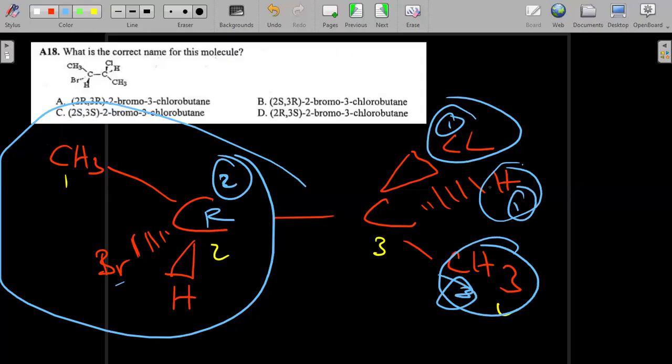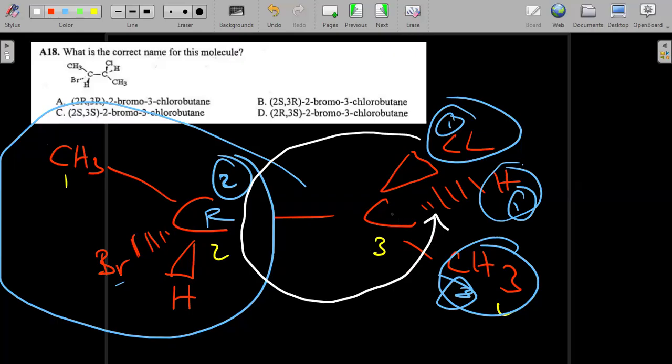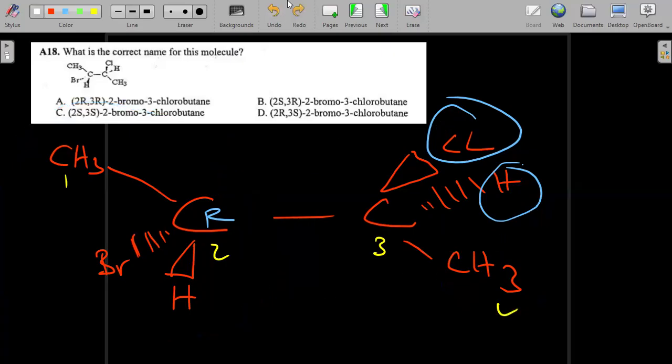The hydrogen is going to be number 4. So our configuration here will be from number 1 to number 2 to number 3. We are moving in the counterclockwise direction, so the configuration at this carbon will just be S. Here we can't reverse it because the hydrogen is already in the back, so we keep it the way it is. Let's remove this and say this is S.